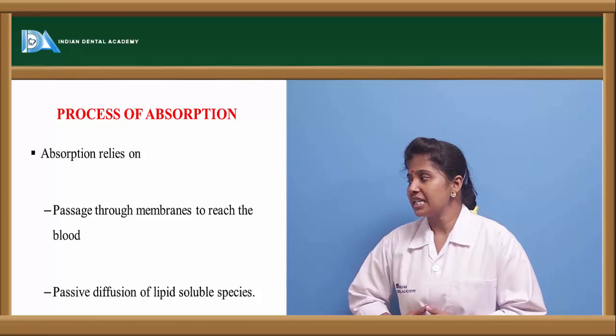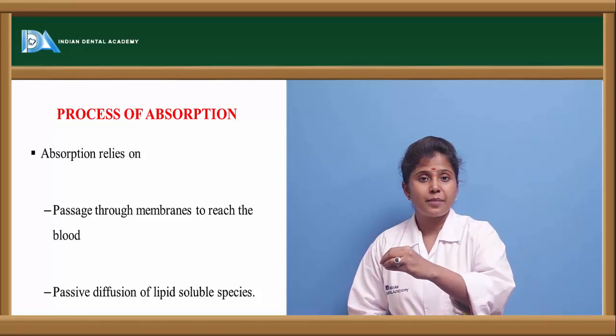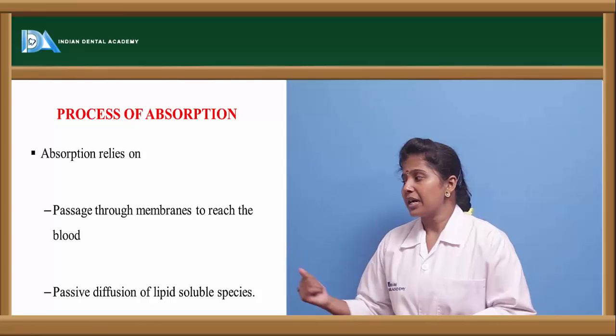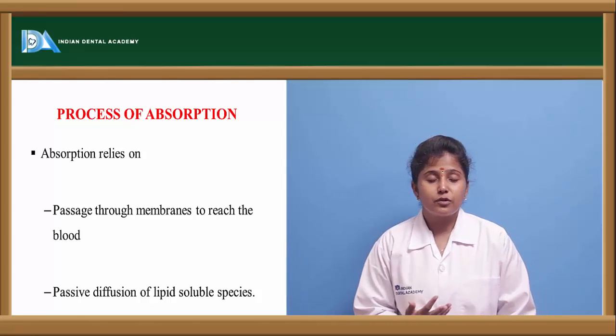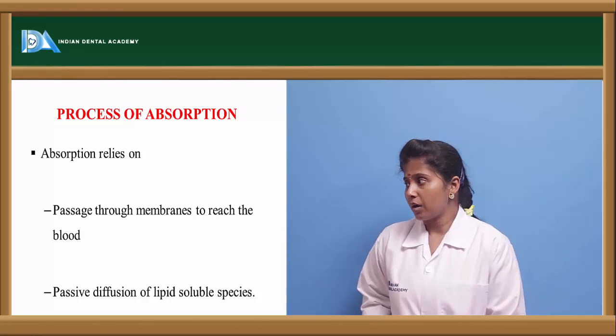One is passing through the membranes to reach the bloodstream. The drug directly passes through the membranes and reaches the bloodstream. This is called passive diffusion and active diffusion. Active transport, in the sense, needs some carrier molecules to get transported into the blood.